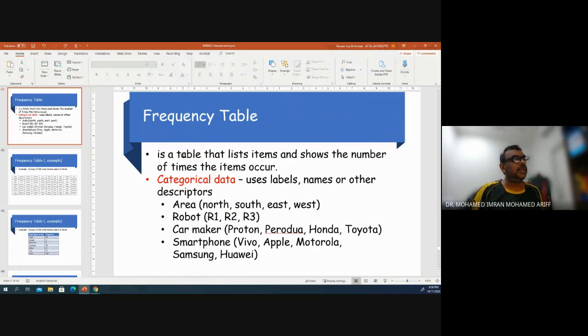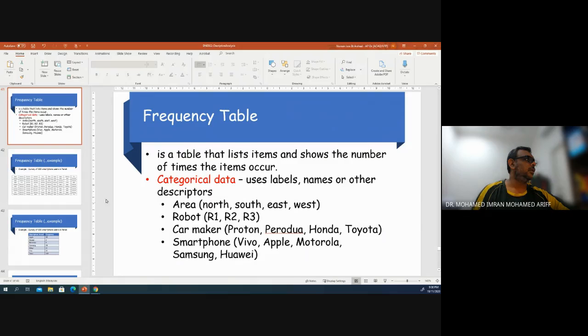A frequency table lists items and shows the number of times each item occurs. Categorical data uses labels, names or other descriptions. Okay, so in demographics, you can write your area: north, south, east, west; types of robots; car makers like Proton, Perodua; these are all categorical. Smartphones: Vivo, Apple, Motorola, Samsung, Huawei.